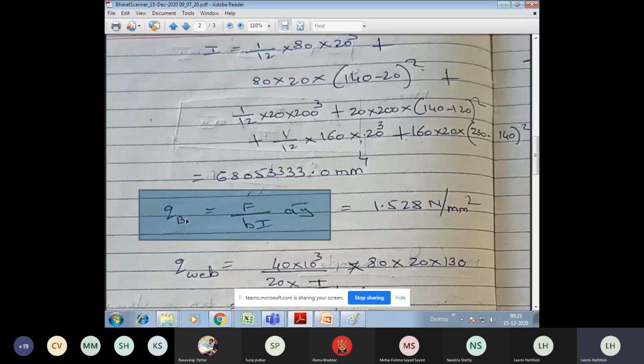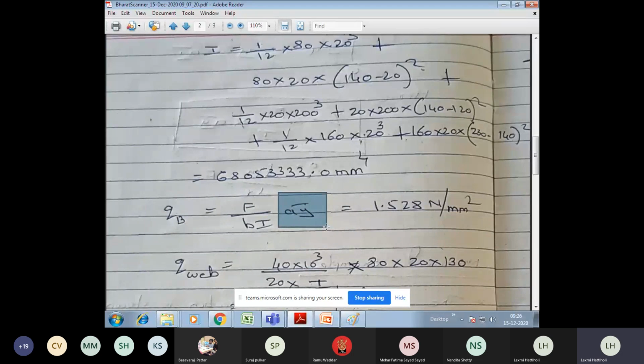So Q is equal to shear stress, which is equal to F divided by B into I, A into Y bar, where F is the shear force, which is already given in the question. B is the breadth of the section. I'll tell you which breadth you should take. I is the inertia, which you have already calculated. A into Y bar is one of the typical things you need to understand here.